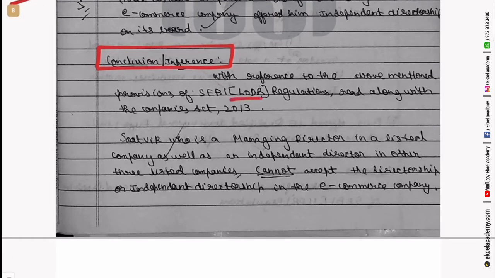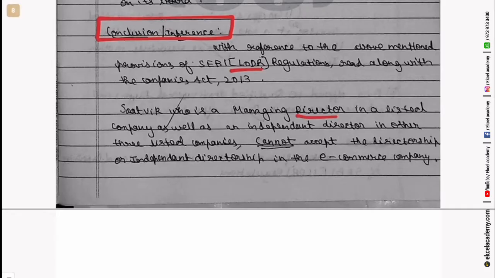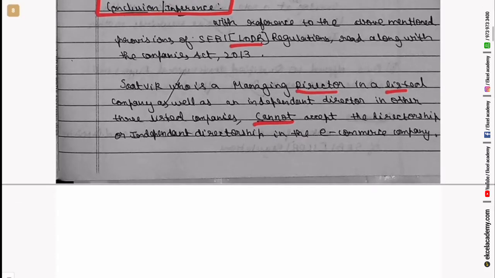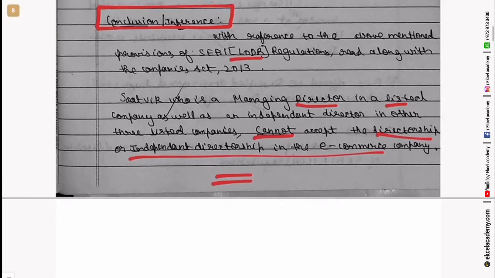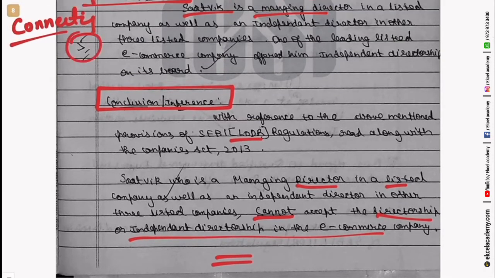So with reference to the LODR, Satvik, who is MD in a listed company as well as independent director in 3 other listed companies, cannot. And he has underlined that "cannot". Very, very nice, underlined. So that will bring attention. People who are correcting, you will grab their attention. Okay, this is how it is. And if you see, he has got 5 out of 5.